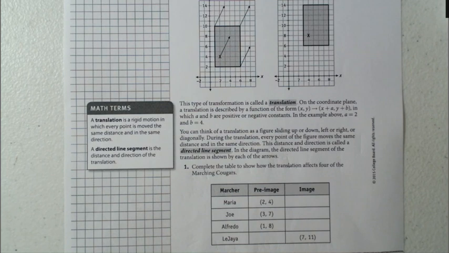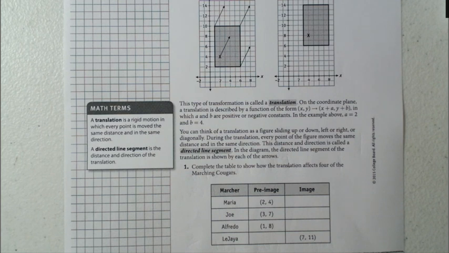On the coordinate plane, a translation is described by a function of the form (x, y) goes to (x + a, y + b), in which a and b are positive or negative constants. In this example above, a would be 2 and b would be 4.